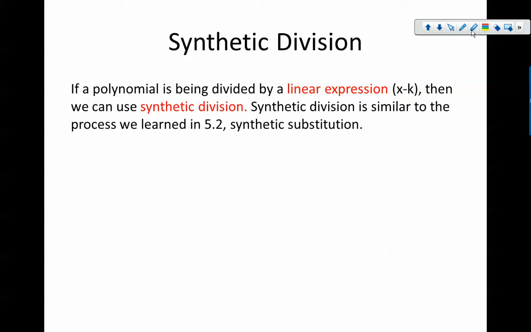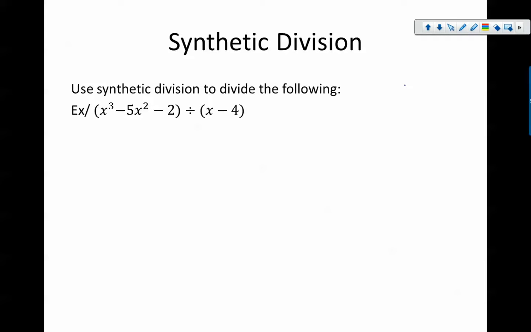We are only allowed to use synthetic division when we are talking specifically about this case. If a polynomial is being divided by a linear expression, meaning the expression has to look like this, x minus k, then we can use synthetic division. And synthetic division is the same process that we used for synthetic substitution back in lesson 5.2. So let's do that with an example here, okay?